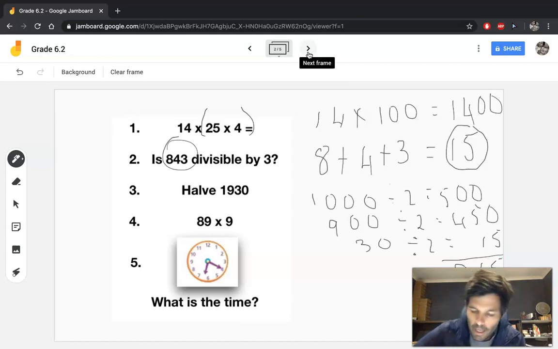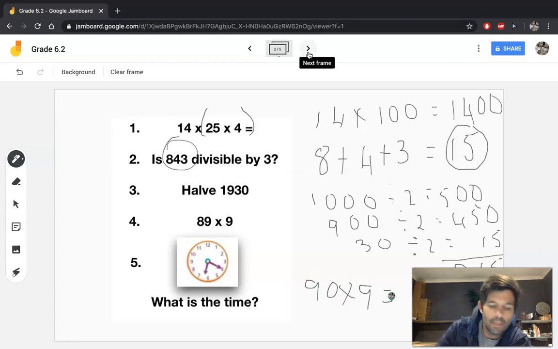Okay, 89 multiplied by 9. I'm hoping that you guys will go 90 times 9. And we know that 9 times 9 is 81, so 90 times 9 is 810. And there I've used the compensation method by adding an additional group of 9. So I must take off that additional group of 9 at the end. And 810 minus 9 will give me 801. Okay, so the compensation method there.